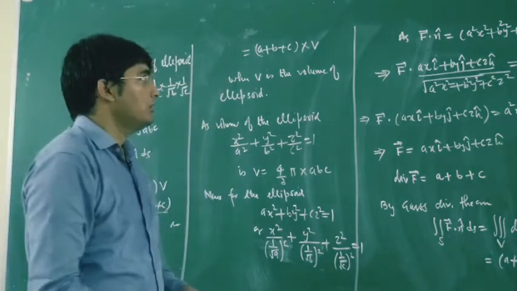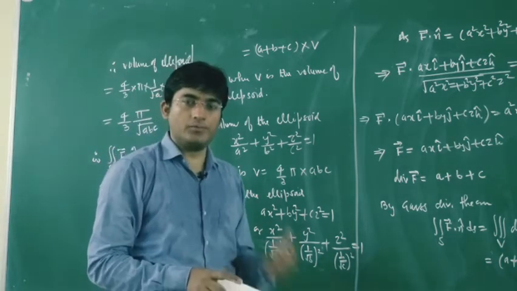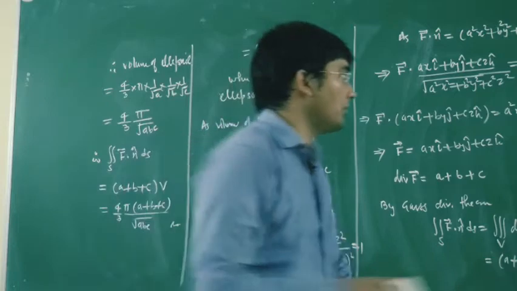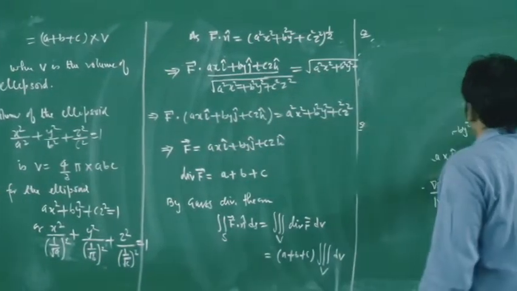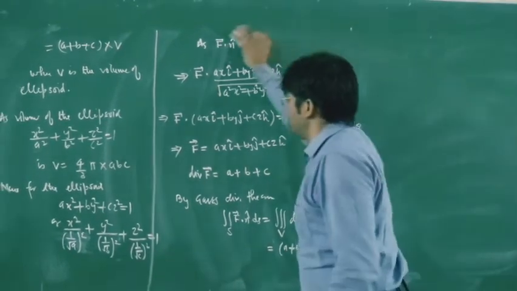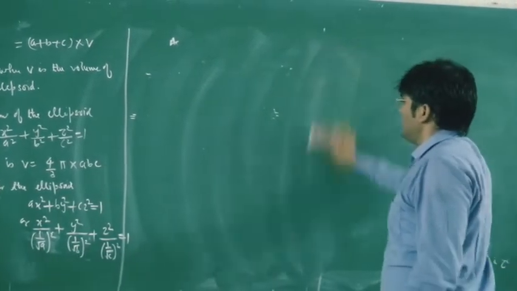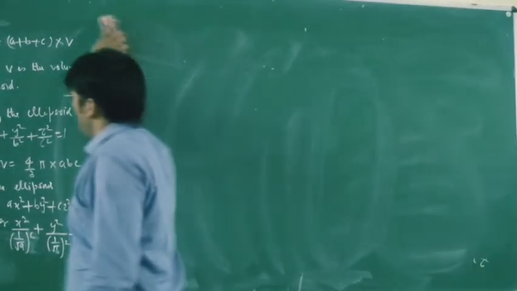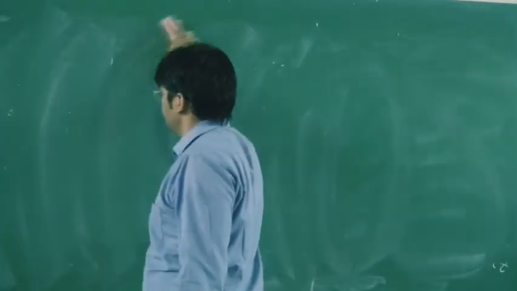Now let us verify this Gauss Divergence Theorem with the help of a problem. So that means we will evaluate both surface integral and volume integral, and then we will say that the value of both surface integral and volume integral is equal to each other. Only then we can say that our Gauss Divergence Theorem is verified.